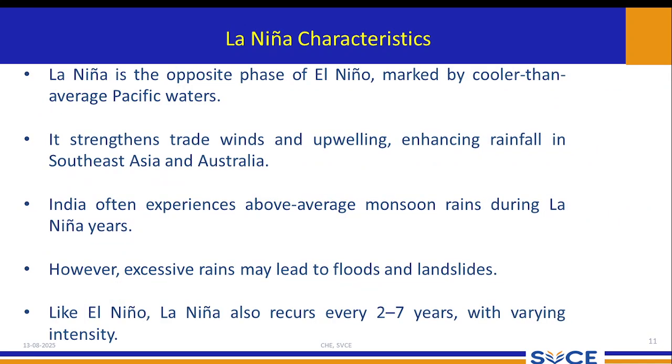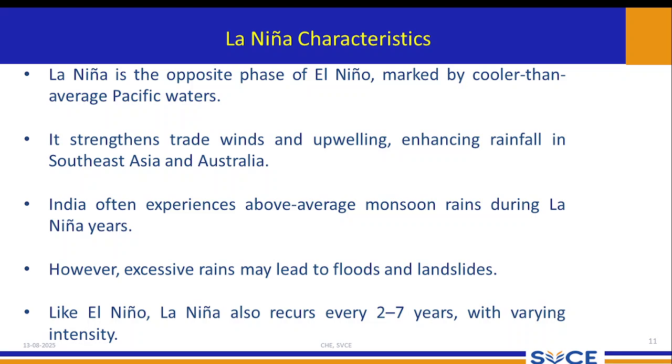So, what are the characteristics of La Nino? La Nino is the opposite phase of El Nino, marked by cooler than average Pacific waters. It strengthens trade winds and upwelling, enhancing the rainfall in Southeast Asia and Australia. India often experiences above average monsoon rain during La Nino years. However, excessive rains may lead to floods and landslides.